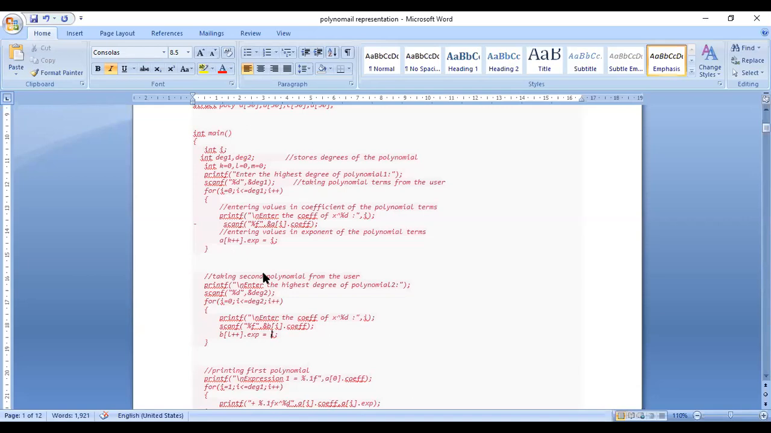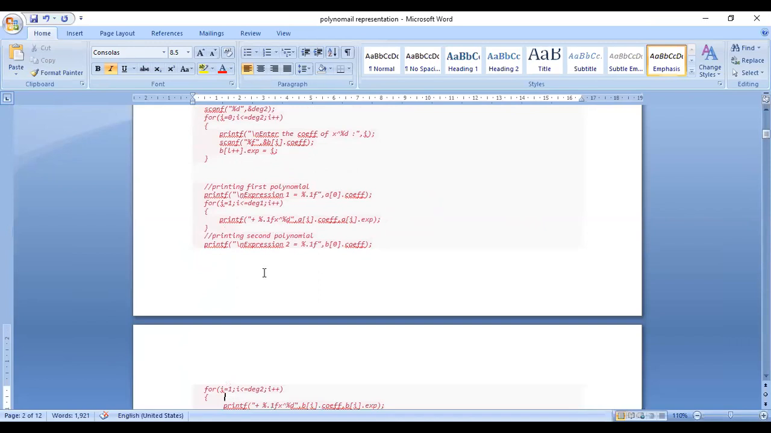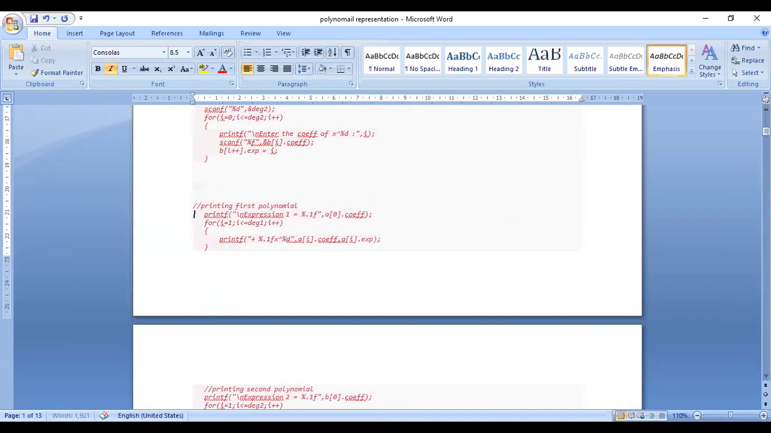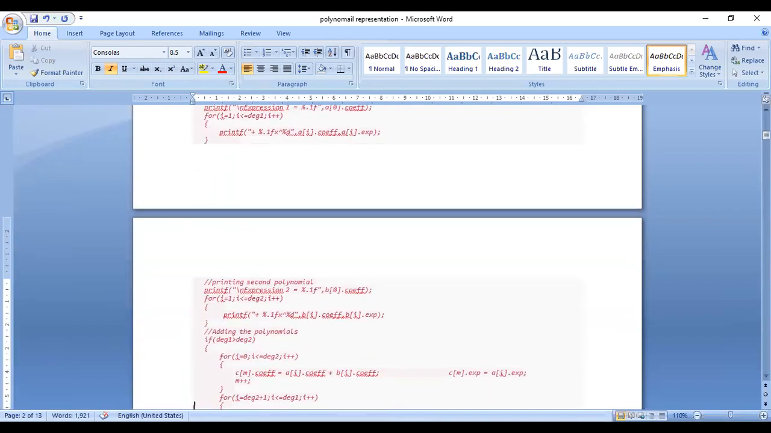So that is the exponent. Starting, for example, x power 14, x power 13, x power 12, like that we will come. So each one I will be copying in exponent part and each one I am copying in coefficient part. So now how I will be adding the two polynomials, you can see here.